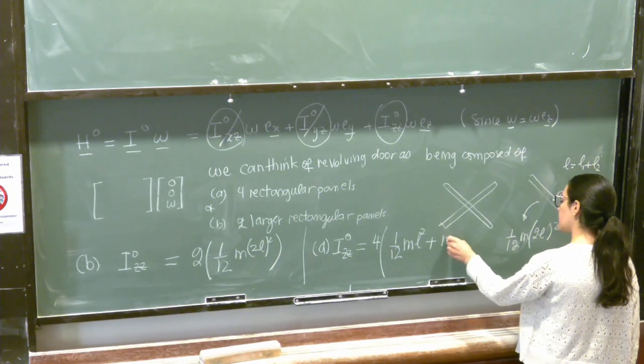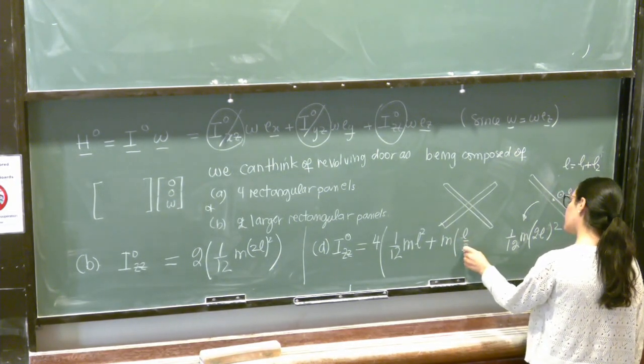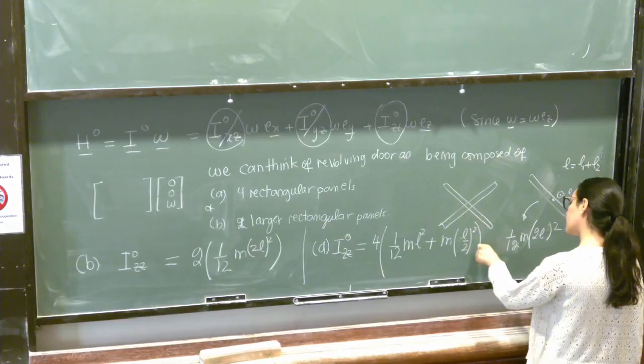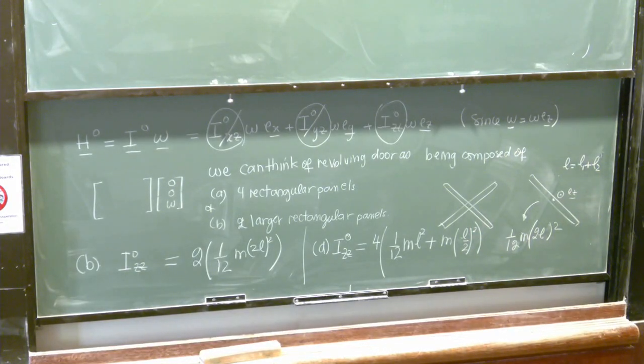4 times L over 2 squared. Is that what you said? Do we agree? Think about it. Raise your hand if I should go over this. Okay, cool.